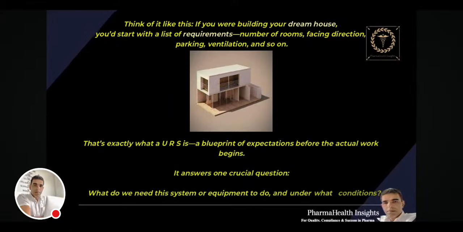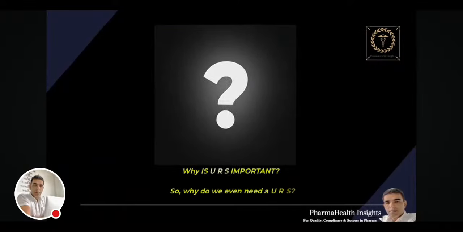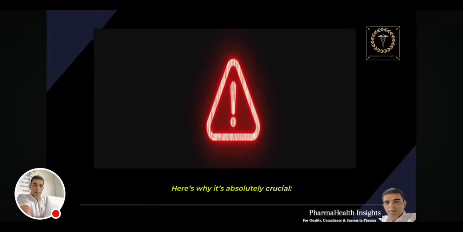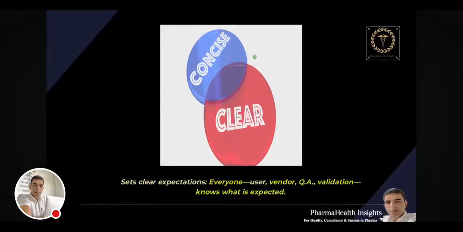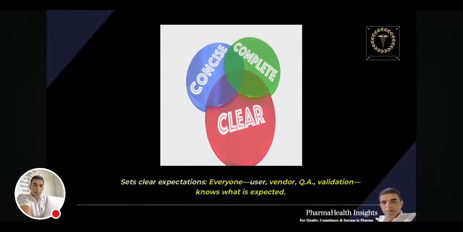It answers one crucial question: what do we need this system or equipment to do, and under what conditions? Why is URS important? So, why do we even need a URS? Here's why it's absolutely crucial. Sets clear expectations. Everyone, user, vendor, QA, validation, knows what is expected.